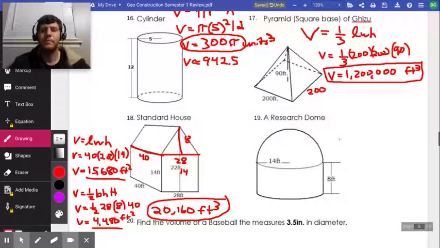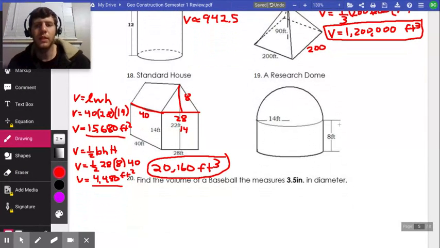Okay. So research dome here, we've got to find the volume of this research dome. Right, so we have a cylinder and then half of a sphere. So let's do the cylinder first. The volume formula for a cylinder is pi r squared h.